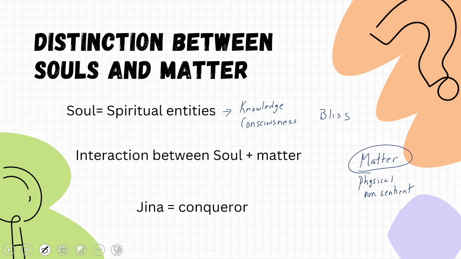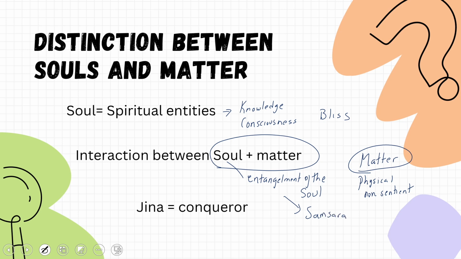Now what happens when the soul and the matter interact? We see that it leads to the entanglement of the soul, and this then leads to samsara, the cycle of birth, death, rebirth.